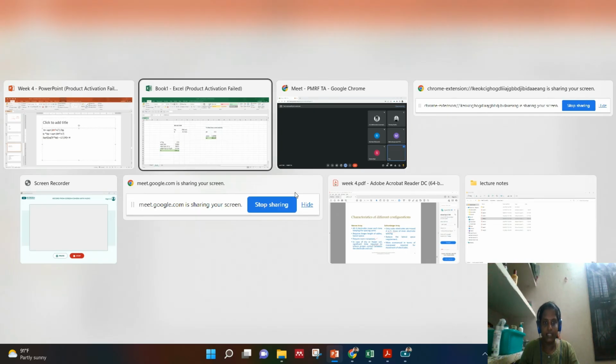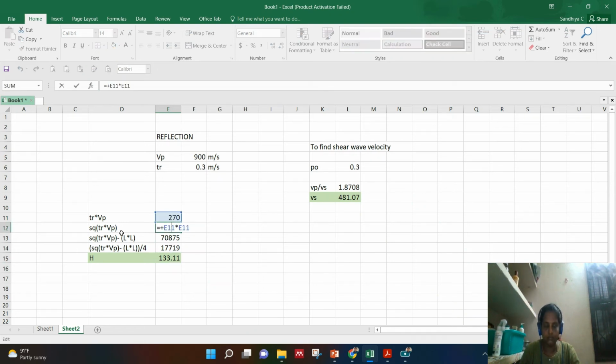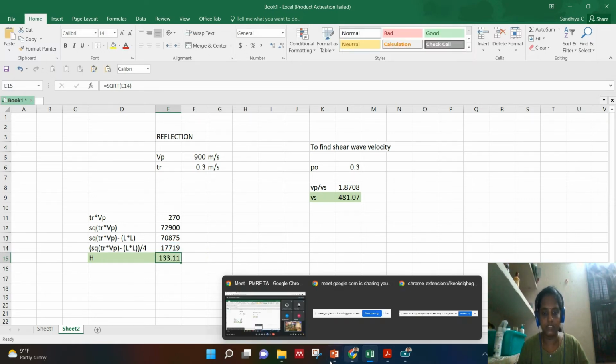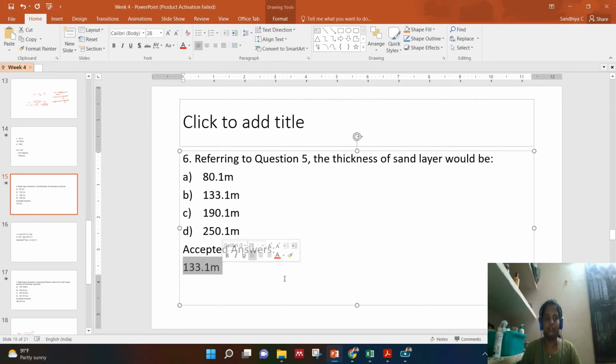So that's what I have done in this Excel. First we know what is VP from the previous question. So find TR into VP, time of arrival of the reflected wave into VP, and square this value, both are 2 times. Then squaring these values, then minusing the L square value, divided by 4, and finally find the square root of the above value. From that equation you can get that H value. So the value is 133.11 meters. So your answer here is 133.1 meter.